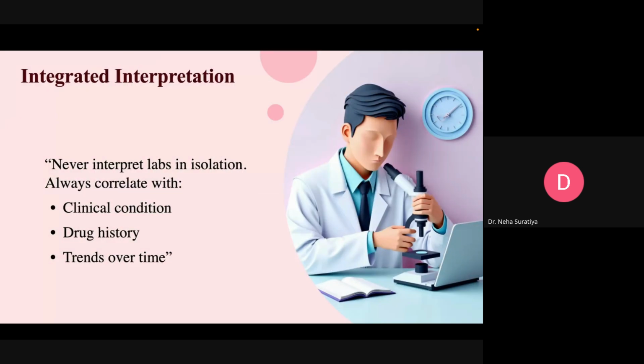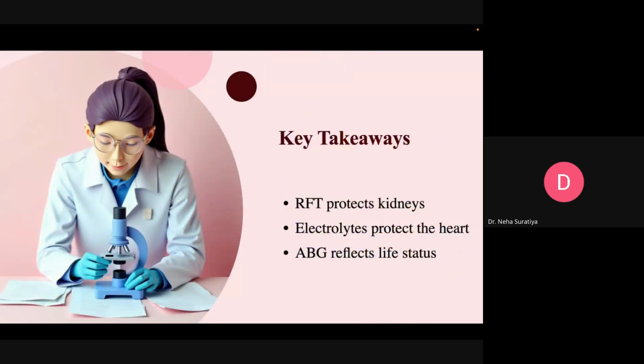Now, integrated interpretation, you need to understand, never interpret labs in isolation alone. It does not make any sense. Always correlate the clinical condition, the history of the drugs the patient is taking, and trends over time. So pattern trends you must know. Interpretation always needs this. So, what are the key takeaways from this whole module? Remember always, renal function tests protect the kidney, electrolytes protect the heart, and the ABG reflects the life status, right? So, the lab is only giving you reports and numbers, but interpretation requires clinical judgment, right?